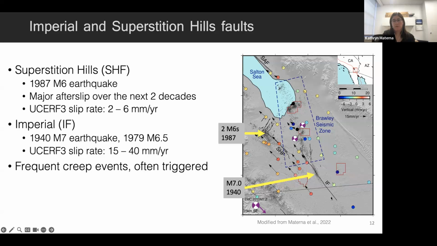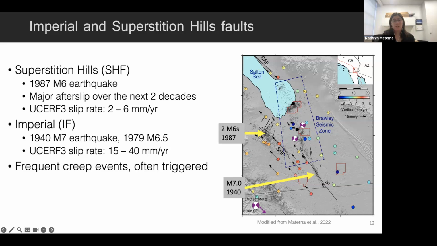And then we have the Imperial Fault down here, which produced several large earthquakes in the historic record, including a magnitude 7 earthquake in 1940 and a magnitude 6.5 earthquake in 1979. So this is a pretty major part of the plate boundary. It's assigned in the USURF3 fault model to be between 15 and 40 millimeters per year, but with the preferred value somewhere around 30. So this is thought to be a major player in the plate boundary.